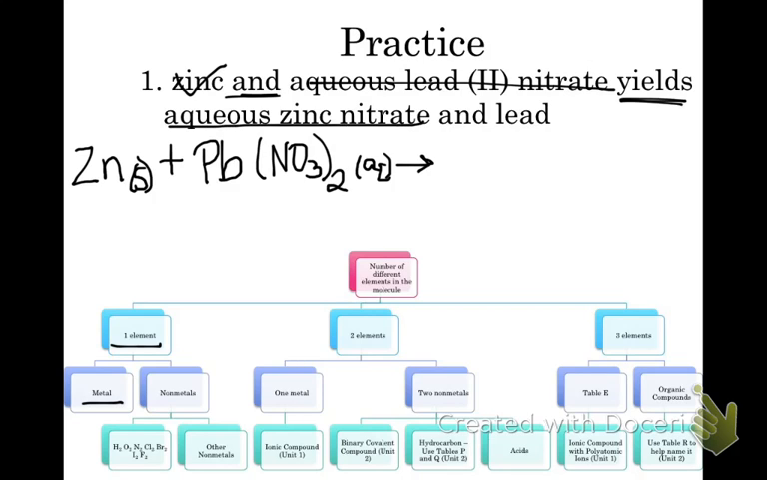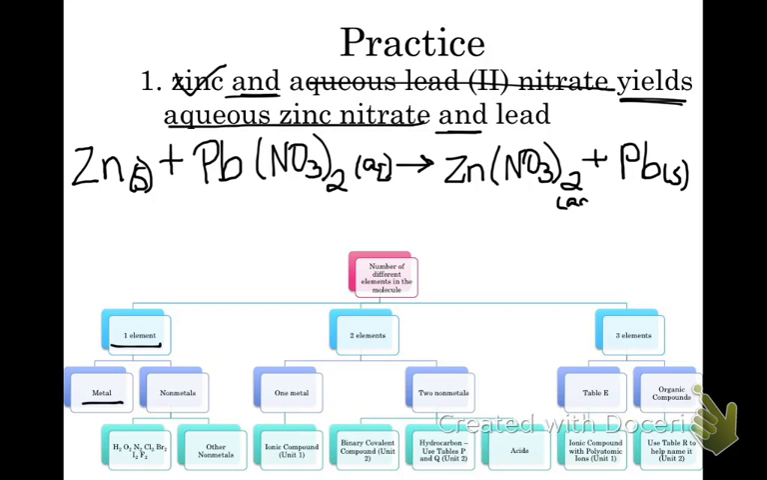Aqueous zinc nitrate, so I have Zn. Zn is a plus 2 charge. I know that by looking at my periodic table. NO3 is nitrate, and again, nitrate is only a minus 1, so there should be twice as many nitrates. And then we have "and," which is my plus sign, lead, which is Pb, and that's solid at STP. I also forgot to put in the state of matter for the zinc nitrate, so that's AQ.